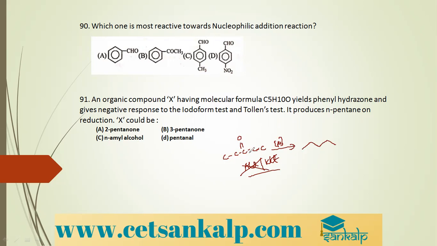So C5H10O, this compound produces n-pentane. What is the name of this compound? 1, 2, 3. So it is pentan-3-one. Pentan-3-one. So this is the correct option. This is the correct option. So you have to remember the reactions and guess what is being expected for this.